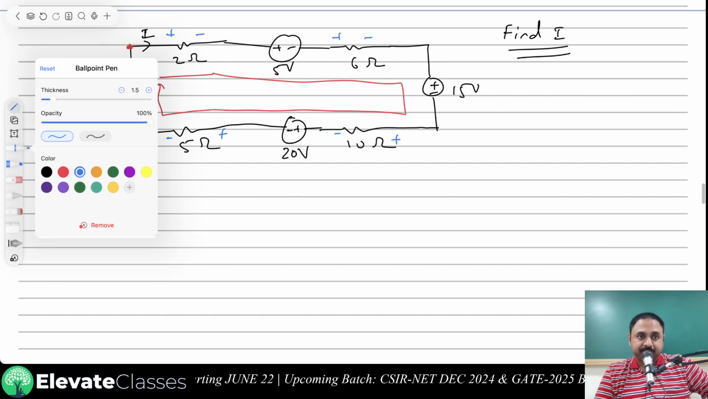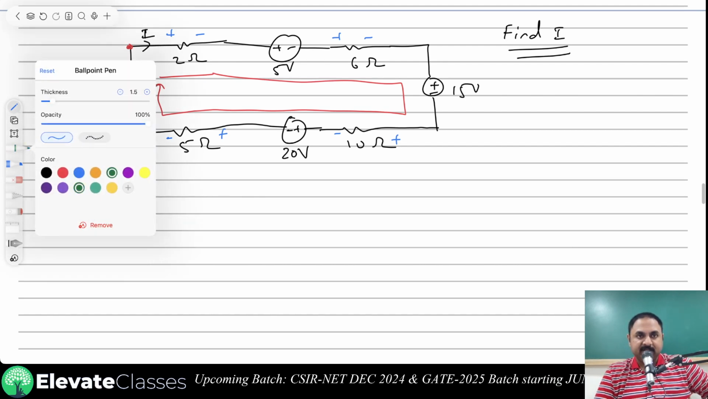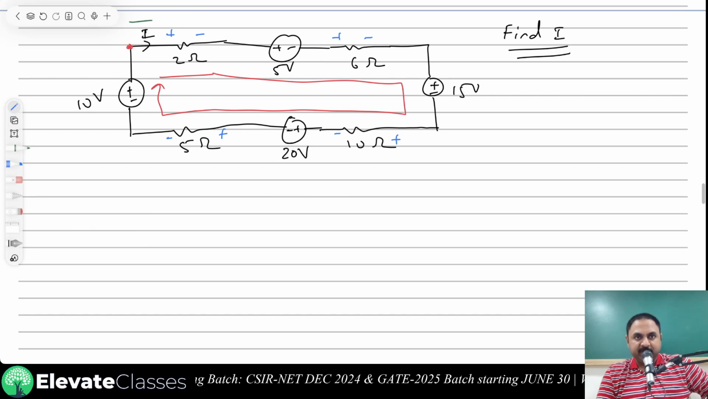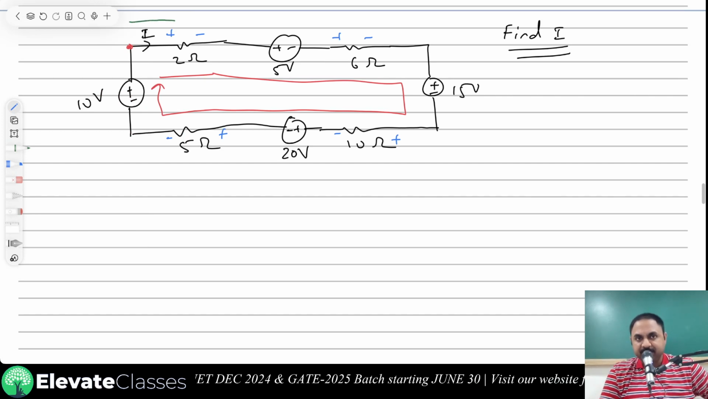Now let's start. I start moving in this direction. From this point, I come here. I see a resistance. Is my direction and current direction same? Yes, see, I am moving left to right. Current is also moving left to right. So plus IR, plus I into 2.